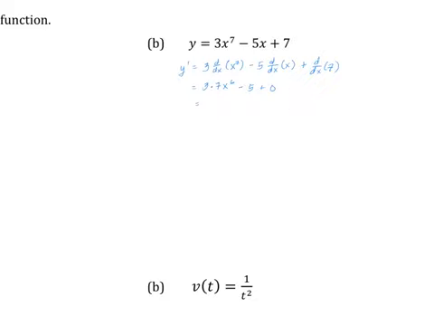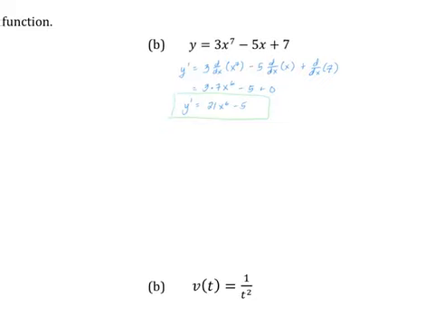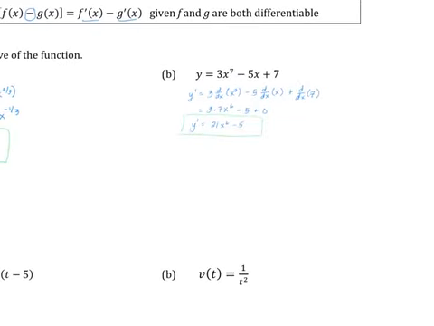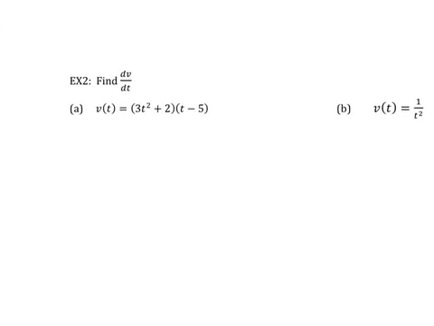So this would be equal to 21x to the 6 minus 5. So that would be the derivative of y. In most cases, we're going to be using y or f or g to denote a function. But sometimes you might see this notation in example 2a. Notice it says find the derivative of v with respect to the variable t.